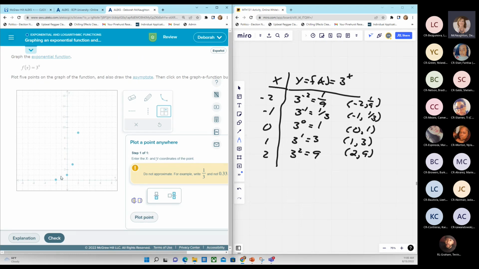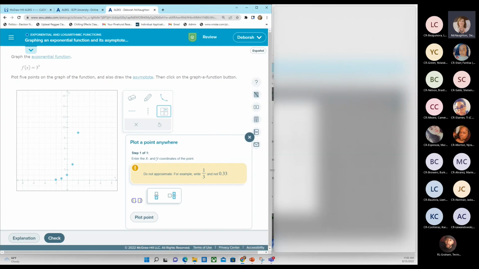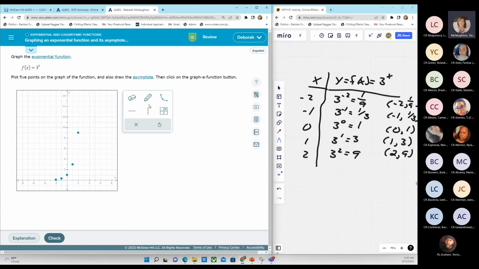And then it won't let us finish until we add the asymptote. It says do not approximate, okay? Exponential functions can never have a value of 0. It is impossible to raise something to the xth power and end up with 0. So there's going to be a horizontal asymptote always right on the x-axis.